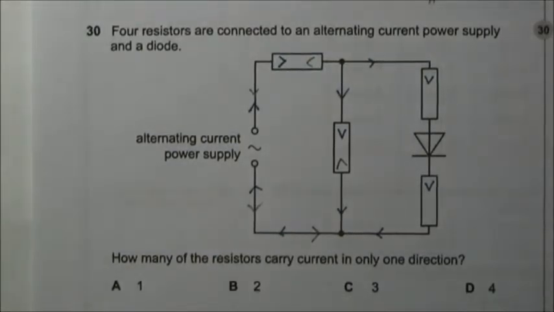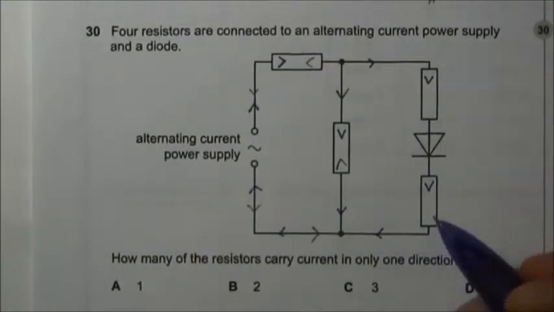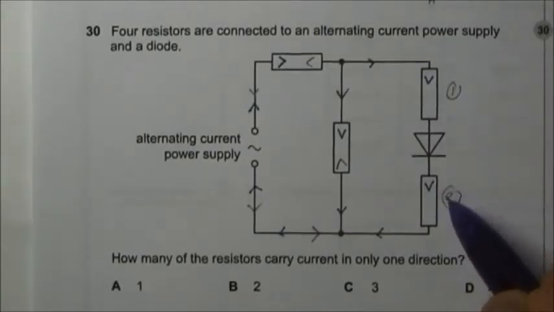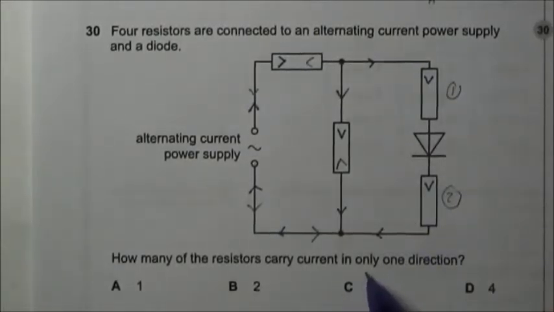So from this diagram, we can see that only resistors 1 and 2 carry current in only one direction. So the answer is B.